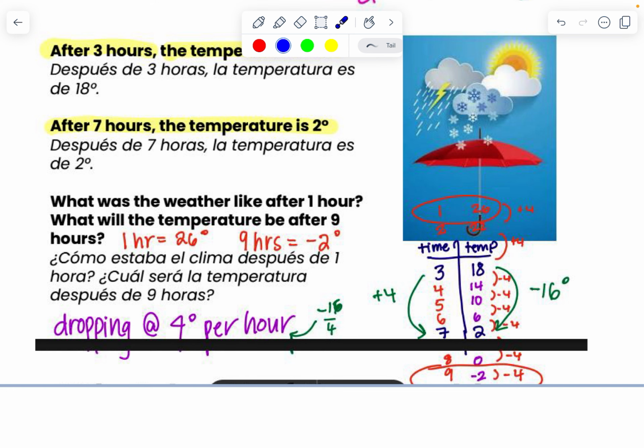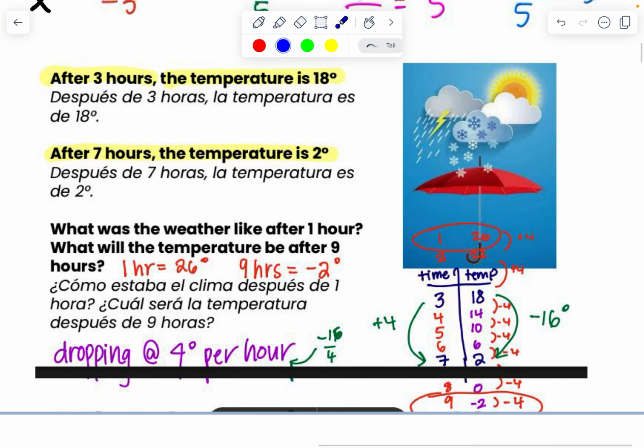The first 2 given facts were: after 3 hours, the temperature is 18. So that's where we got 3, 18 right here. And also, at 7 hours, the temperature is 2, which is also a fact. We were trying to start with those pieces of information and figure out, well, what the heck is going on here? And we noticed that between 3 and 7, that was 4 hours. And from 18 degrees to 2 degrees, that was a drop of 16 degrees.